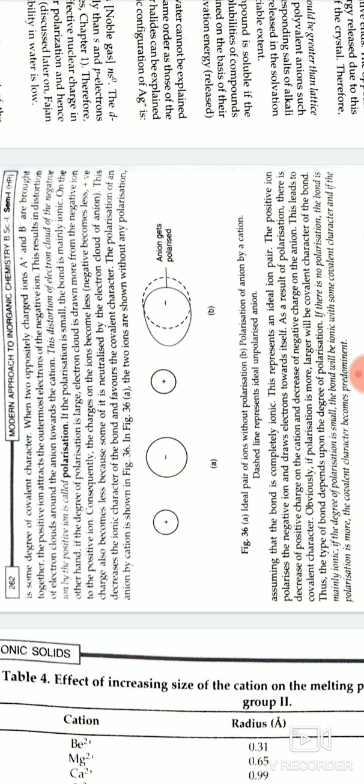If the polarization is small, the bond is mainly ionic. On the other hand, if the degree of polarization is large, the electron cloud is drawn more from the negative ion to the positive ion. Consequently, the charge on the anion becomes less negative and the charge on the cation becomes less positive, because some of it is neutralized by the electron cloud of the anion. This decreases the ionic character of the bond and favors the covalent character. The polarization of the anion by the cation is shown in the figure.